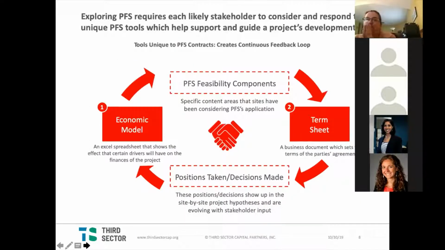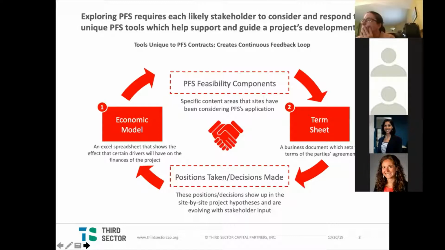So in early or feasibility stages of developing a Pay for Success project, stakeholders are considering and responding to specific Pay for Success tools as a way to help guide how their projects come together. As I shared on an earlier slide, some of this is understanding Pay for Success feasibility in a given area, which may involve what are some of the enabling or limiting factors for building a project. On that framework slide, there were a series of questions that sites are answering, and so that's helping to inform Pay for Success feasibility in a given area. But stakeholders are taking positions and making decisions that are influencing how a project is developing.